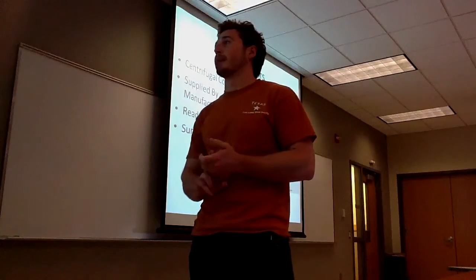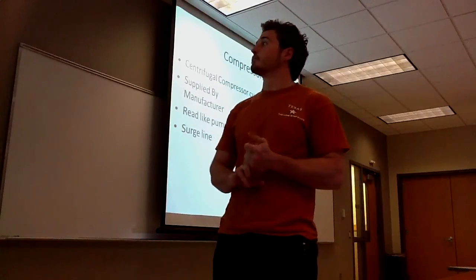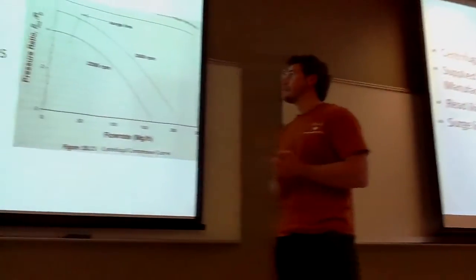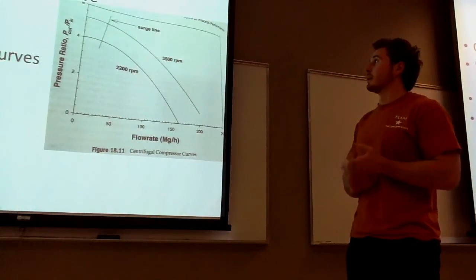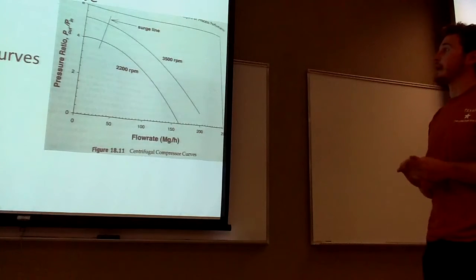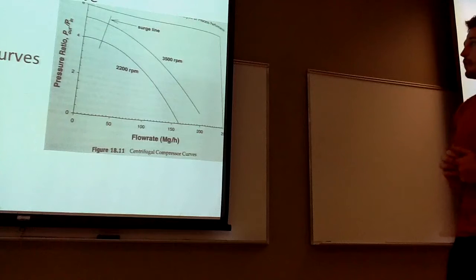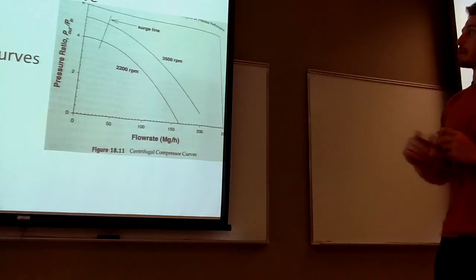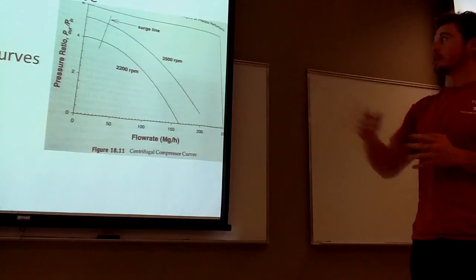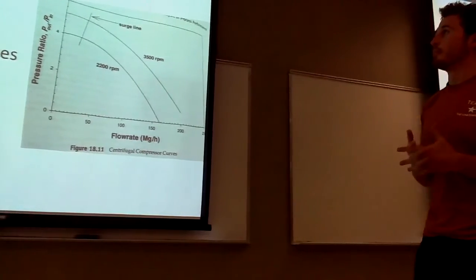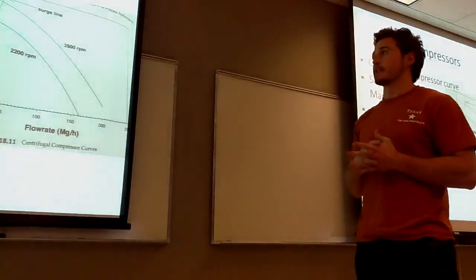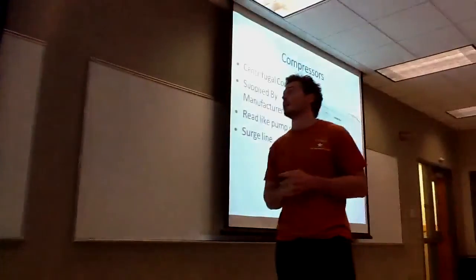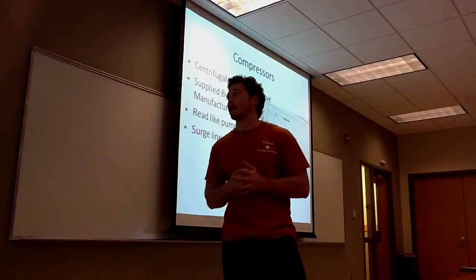These curves are supplied by the manufacturer, and a notable feature on this curve is the surge line. If you see that diagonal surge line right there, it represents the peak of that curve. If you go to the left side, you're in danger of damaging your equipment, because as that curve starts to decrease, the pressure will decrease inside your system and you'll get backflow, which can severely damage your pump. So as a safety measure, you stay to the right side of the surge.